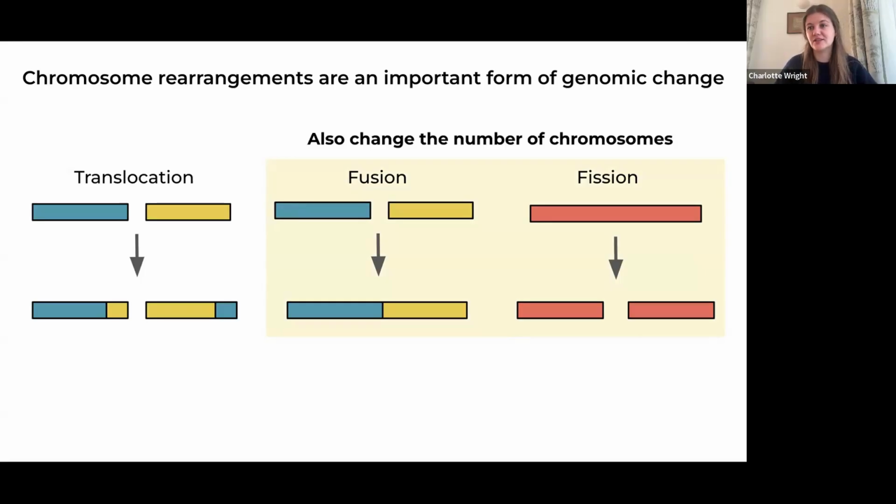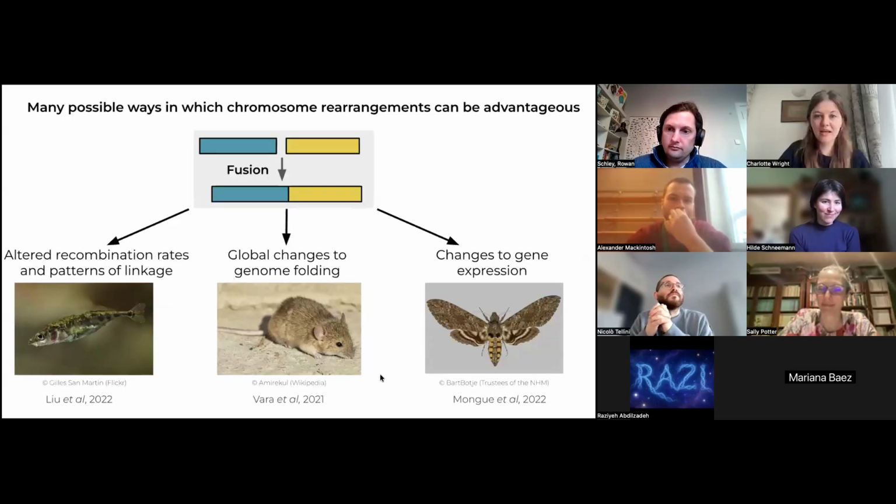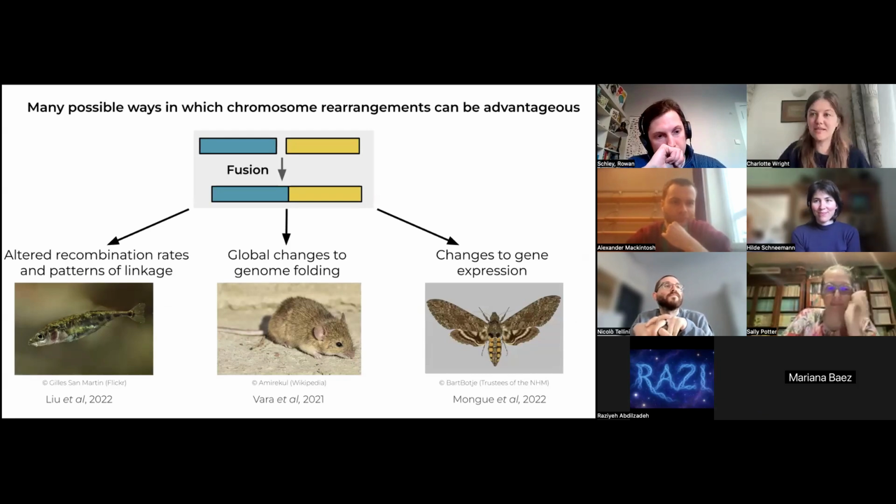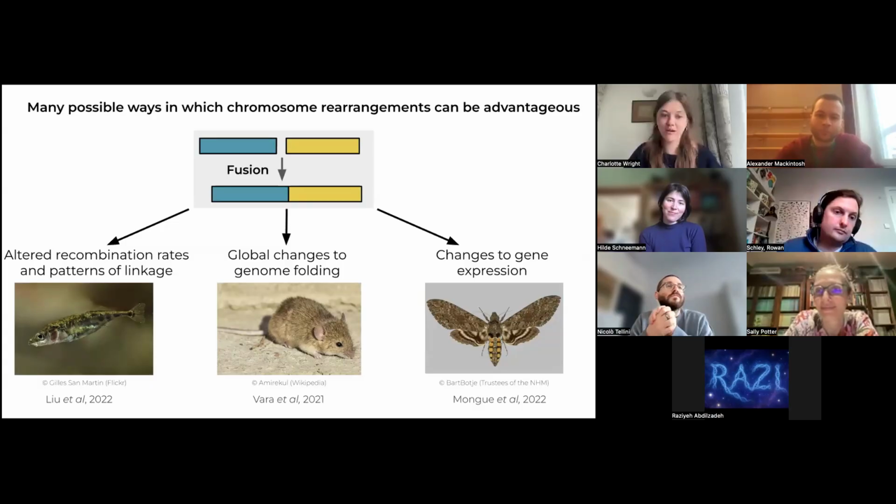And so these are major changes in how the genome is organized. And perhaps therefore, unsurprisingly, they have major impacts. For example, if we look at fusions, they can alter recombination rates simply by changing the total length of the chromosome, but also by modulating the recombination rate within particular parts of the chromosome and bringing together alleles that previously were not in linkage.